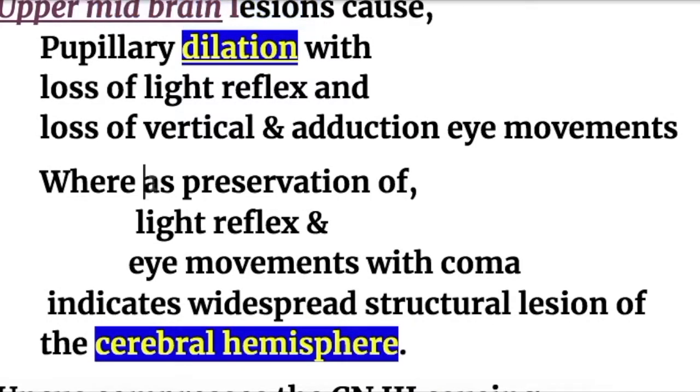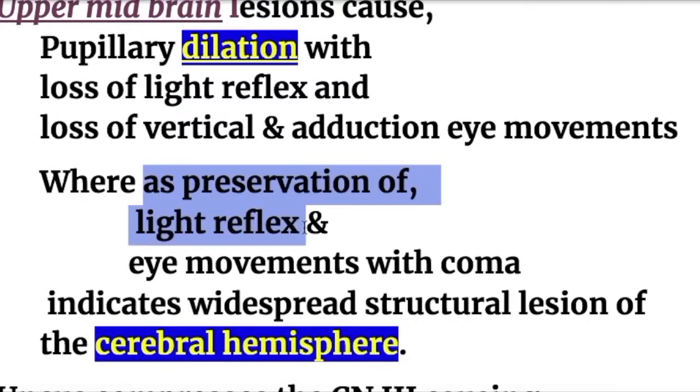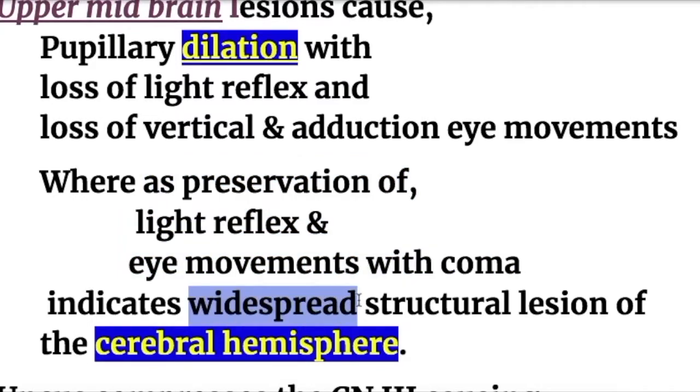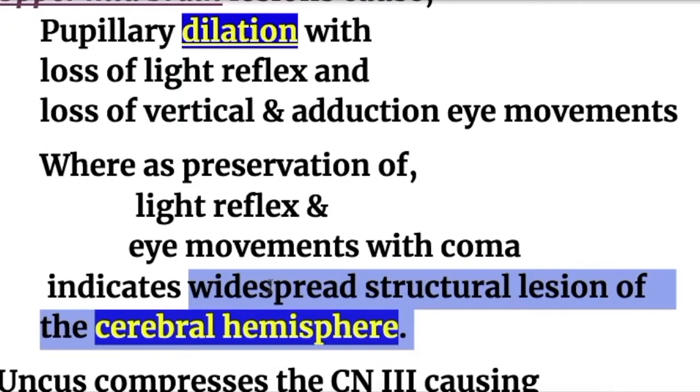Whereas if the light reflex and eye movements are preserved, the third nerve is intact with coma. So what does it indicate? It indicates a widespread structural lesion of the cerebral hemisphere or metabolic causes.